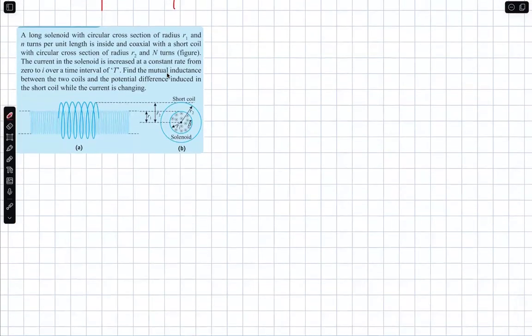Next, now see the question. A long solenoid with circular cross section of radius R1. Can you see that in the diagram? Can you see that this is R1? And N turns per unit length is inside another coaxial short coil with circular cross section R2 and N turns. Current in the solenoid is increased at a constant rate from 0 to I over a time interval of T. You can see this is the solenoid and this is the short coil. If an observer is standing here, he will see this picture.